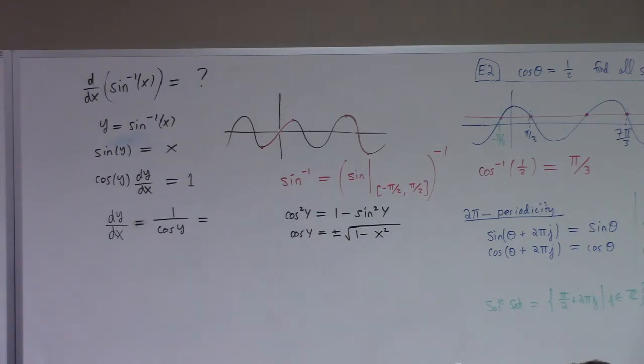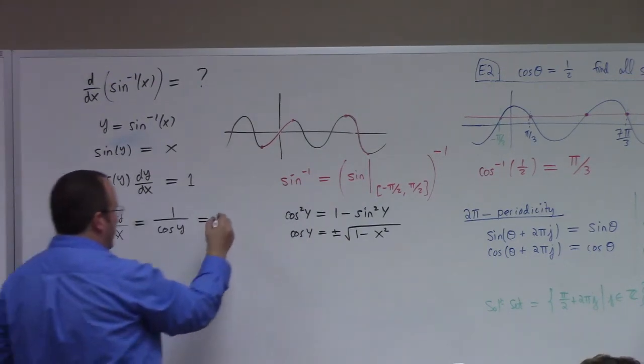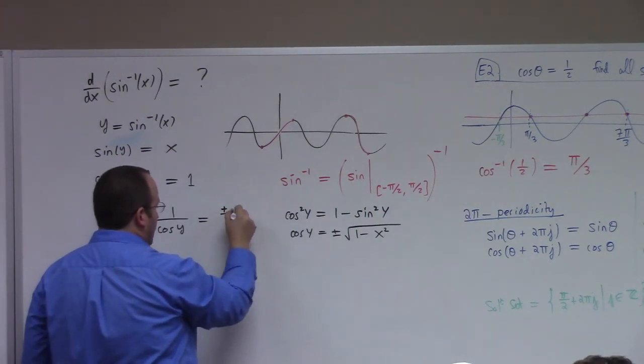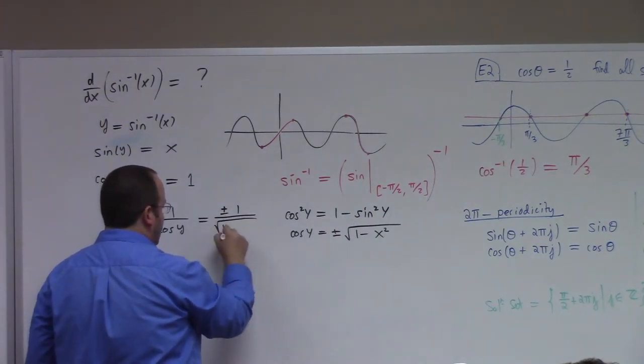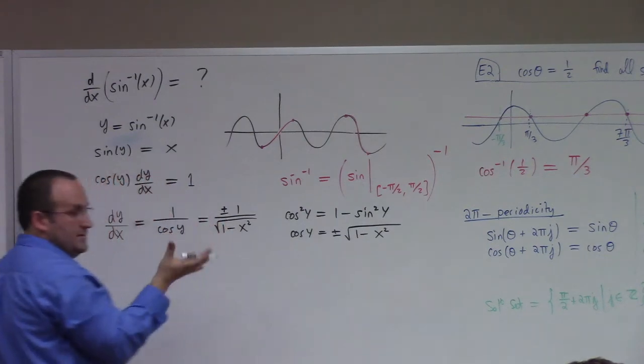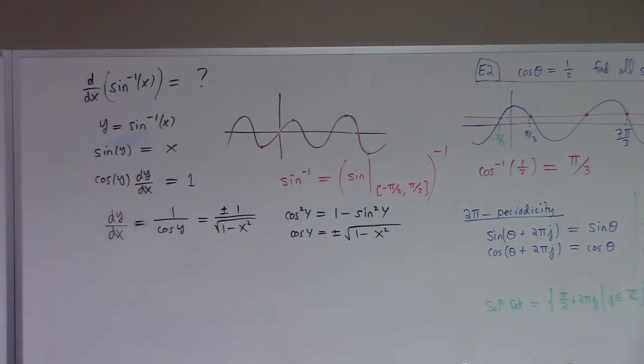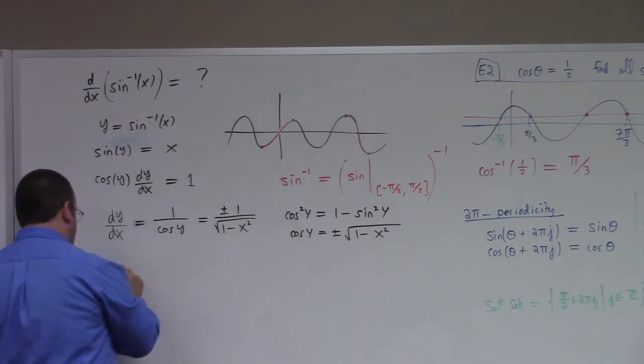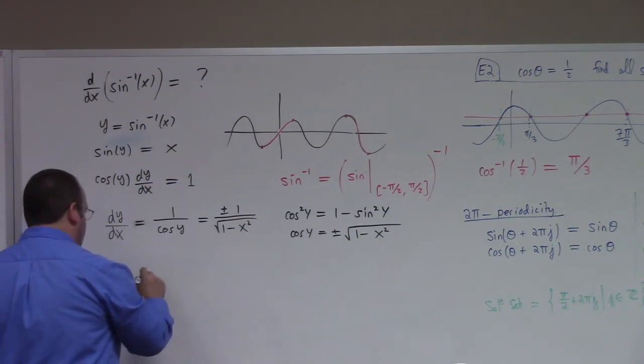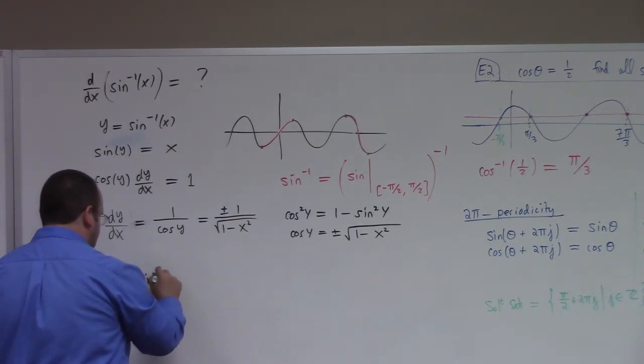Because cosine y is x, sine y is x. So this, algebraically, is plus or minus 1 over the square root of 1 minus x squared, right? But inverse of what? It's the inverse of the part of sine which is increasing, right? So which do we choose, plus or minus? We choose the plus. But there is a thought that has to happen there, yeah?